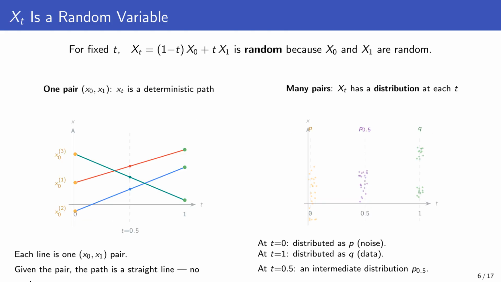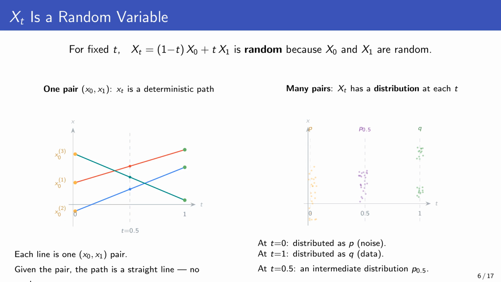There is a subtlety in the formula xt equals (1 minus t) times x0 plus t times x1 that is worth pausing on. For a fixed value of t, xt is a random variable. Why? Because x0 and x1 are random. Every time you draw a new noise point and a new data point, you get a different xt. On the left, we see 3 specific sample pairs. Each pair gives one straight line. Given a specific x0 and x1, the path xt is completely deterministic. There is no randomness left.